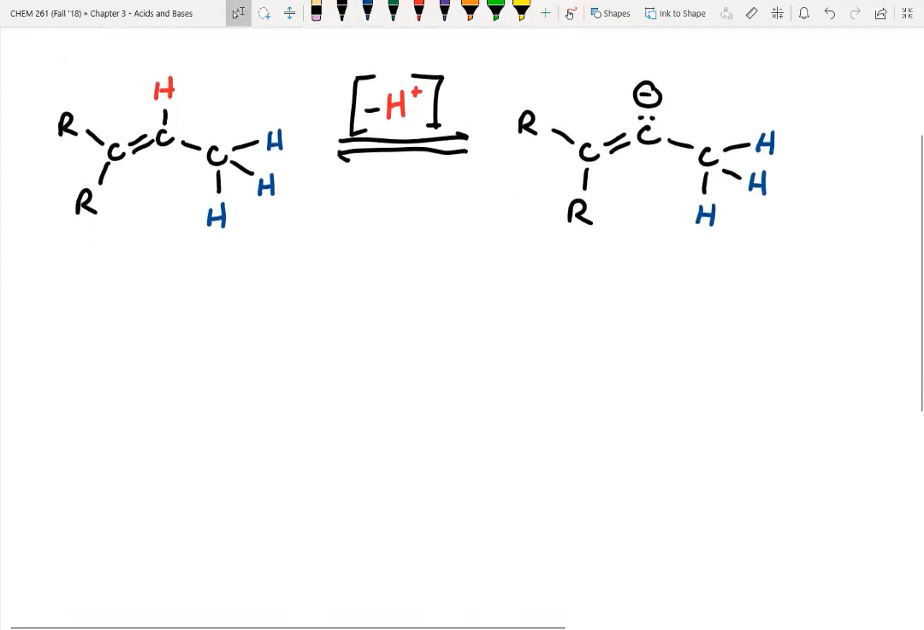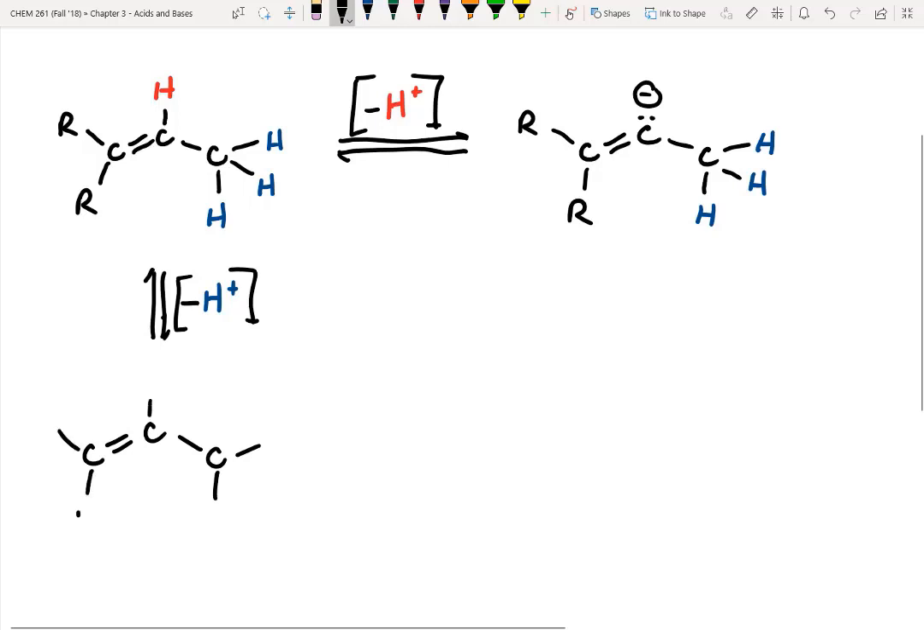Now we'll do the opposite one and remove the blue protons, and I'll do that going a different direction. So I'll write minus the blue proton. And we'll draw the conjugate base for that one. And that means the carbon on the far right-hand side has a negative charge in this one.